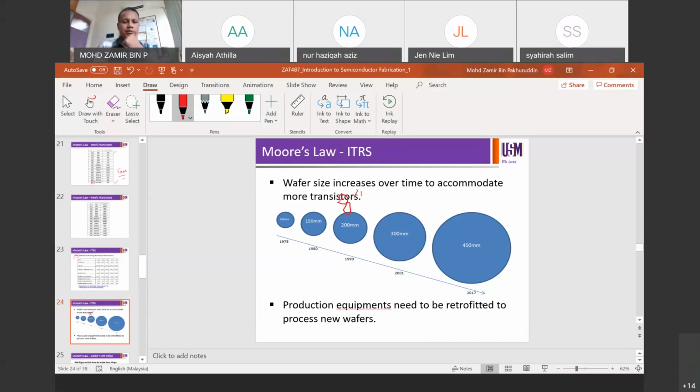Some giant fabs are doing 12-inch, 300 mm, right? Silterra is doing 8-inch or 200 mm. So what does it mean if you go bigger? Apa maksudnya if you go bigger? If you go to bigger wafers for the fabrication process, that means you can pack more transistors onto the same wafer, but it also means that you need to change the production line. You need to change the size of the equipment in order to accommodate bigger wafers.